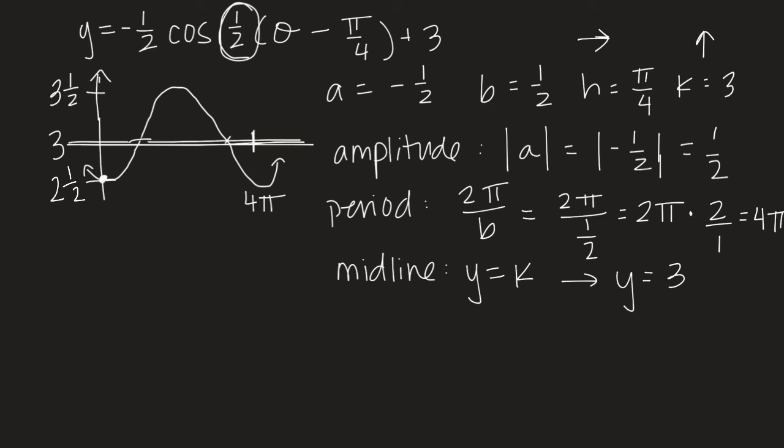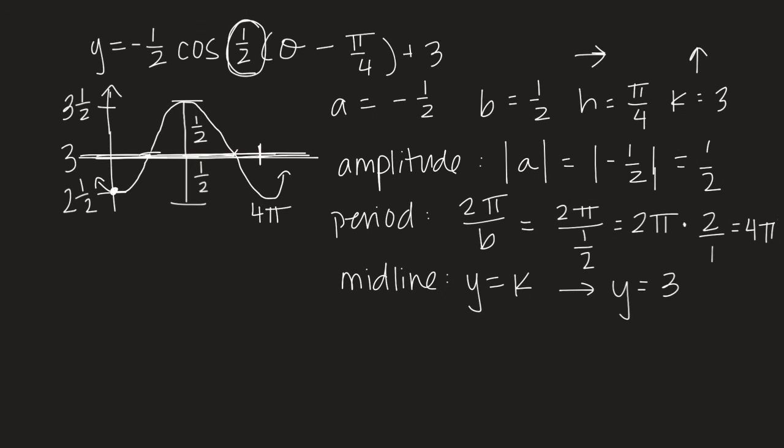Okay, so you can still see that the amplitude is still a half. The midline is 3, and then it's going up to 3.5, and it's going down to 2.5. The amplitude didn't change. It's still a half. So I'm still just double checking my amplitude. It's still a half. Let's do domain.